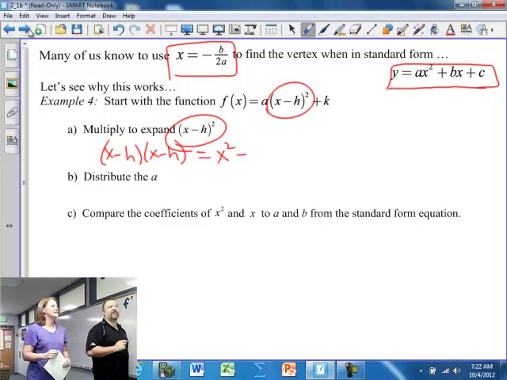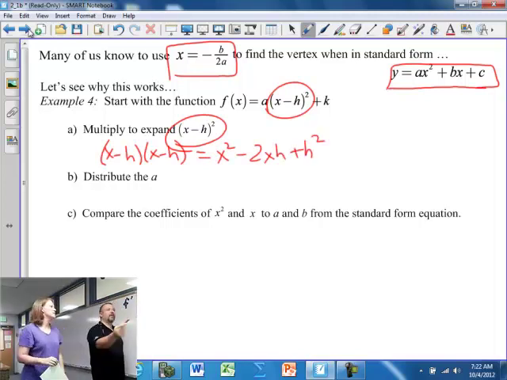We're gonna expand that part of it. Okay, so that's x minus h times x minus h. Okay, so that's going to be x squared minus 2xh plus h squared. That's after a bunch of foiling.